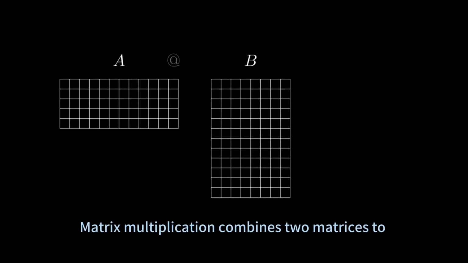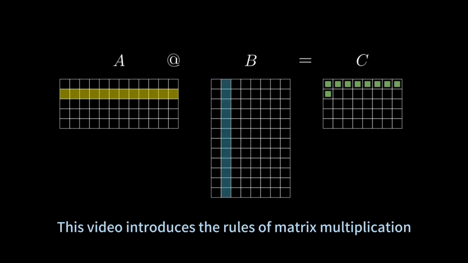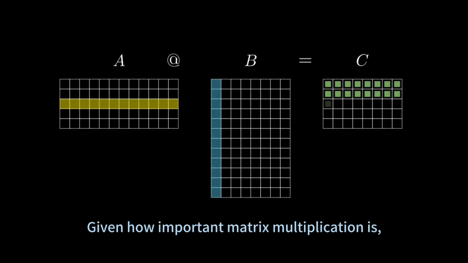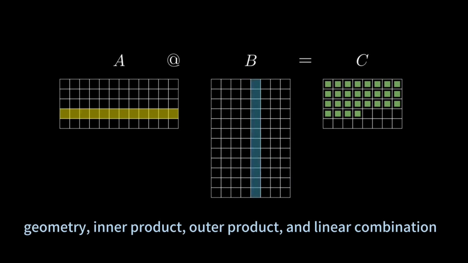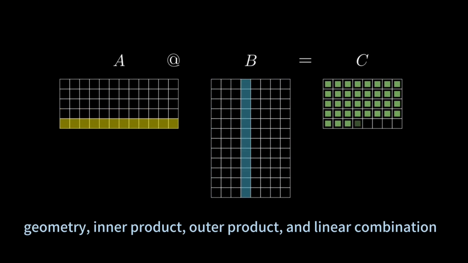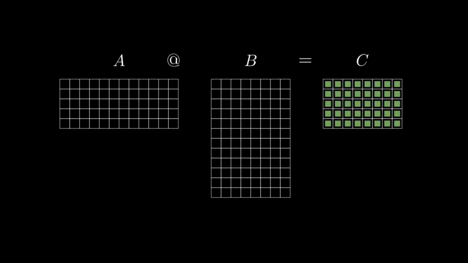Matrix multiplication somehow combines two matrices to produce a new matrix. This video introduces the rules of matrix multiplication. Given how important matrix multiplication is, we'll also understand it from different perspectives: geometrical, from inner product, outer product, linear combination. We'll talk about them in the coming videos.